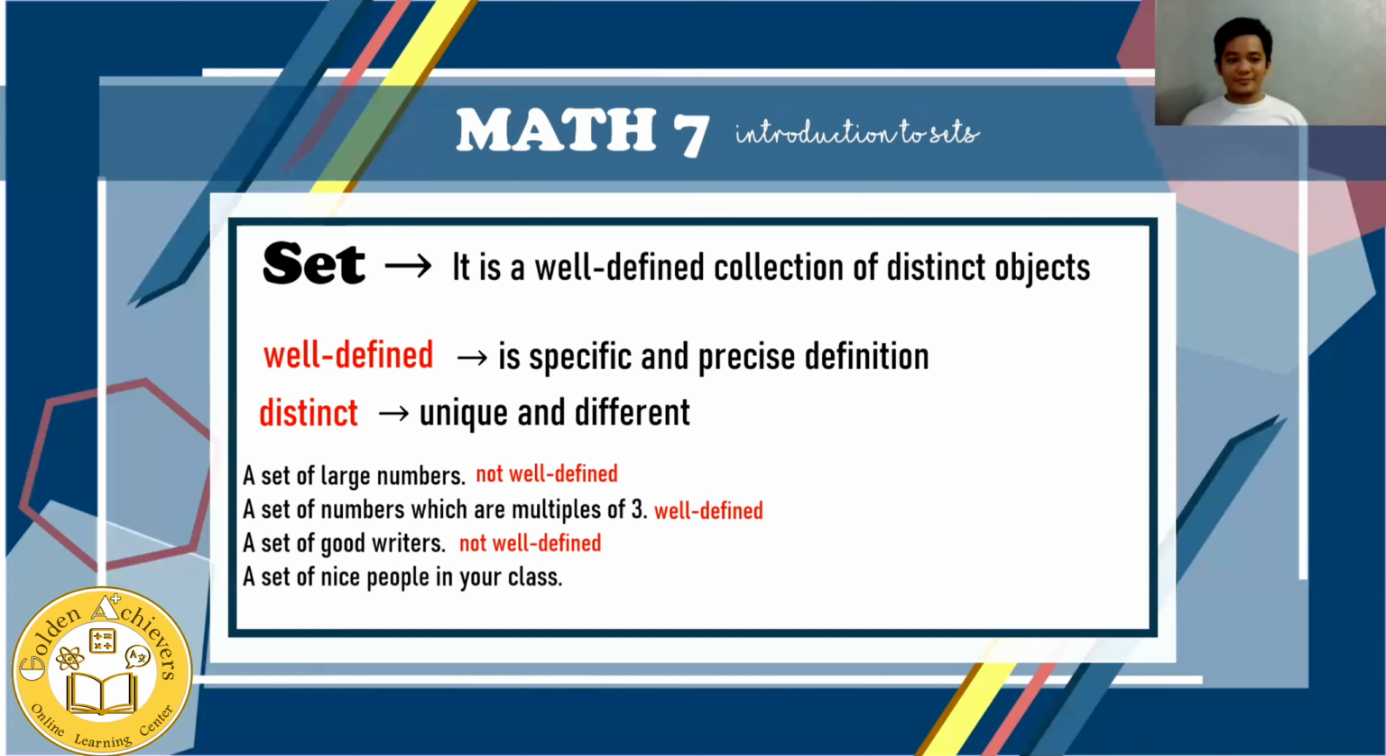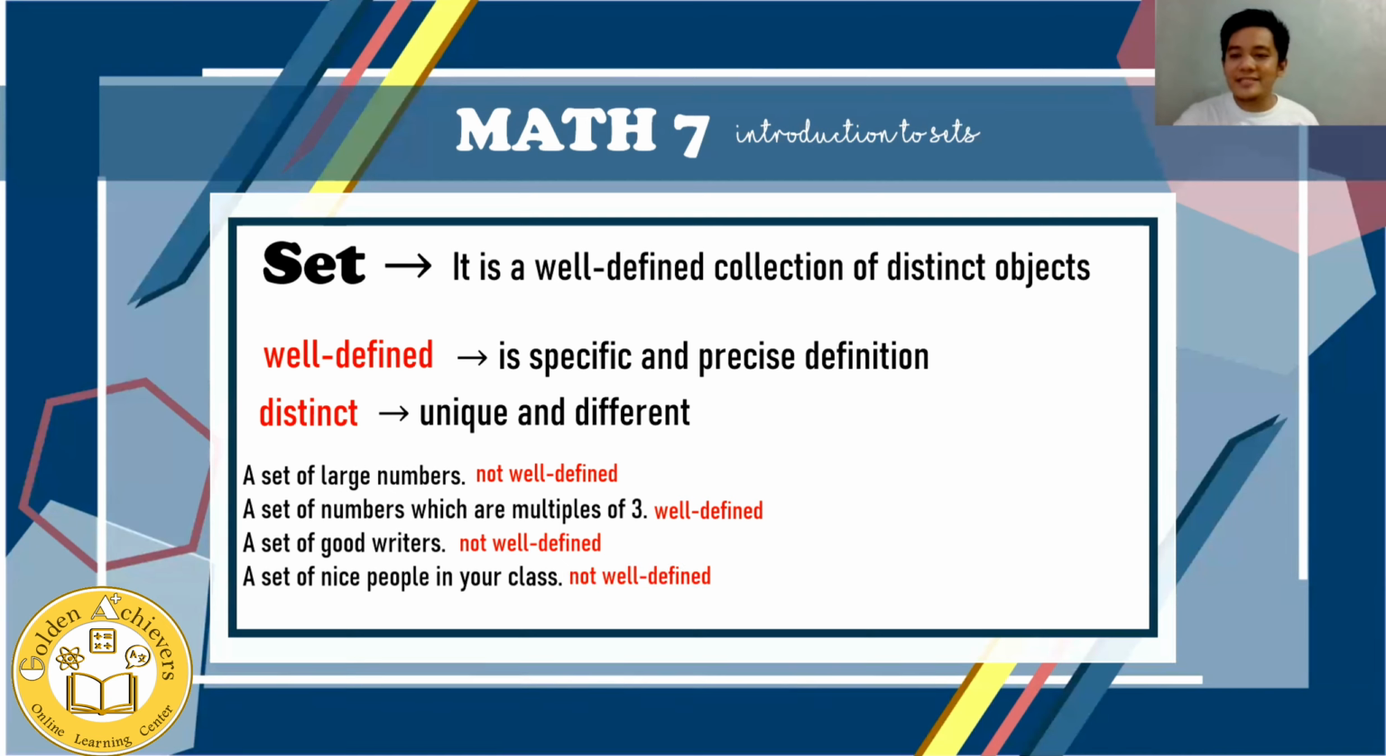Next, number 4. A set of nice people in your class. Can you identify nice people in your class? Yes, and that is your preference. Maybe for you, he or she is a nice person. Maybe for me, he's not. Maybe for your classmate, he or she is not. Since we can still incorporate different standards here, we cannot say that this is well defined.